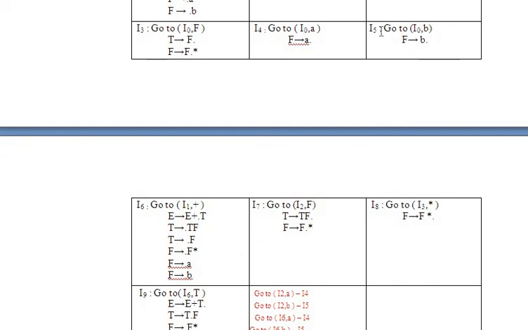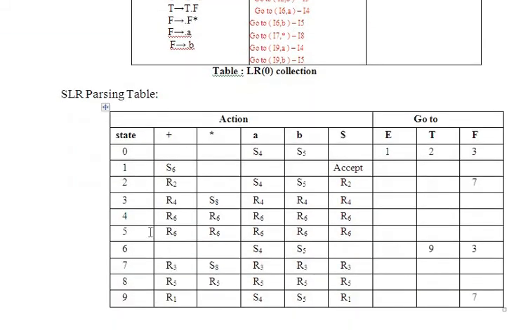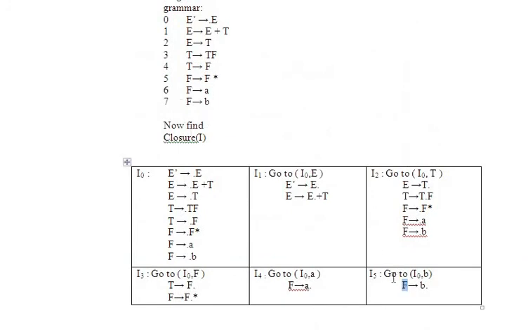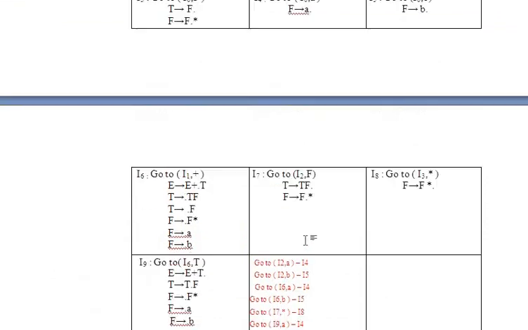Next, F gives B dot, so write it down at the 5th row. At the 5th row, you have to find the follow of F, which is plus, star, A, B and dollar. So in the 5th row, you can write plus, star, A, B and dollar. F gives B is position 7, so you can write R7 in this whole column.